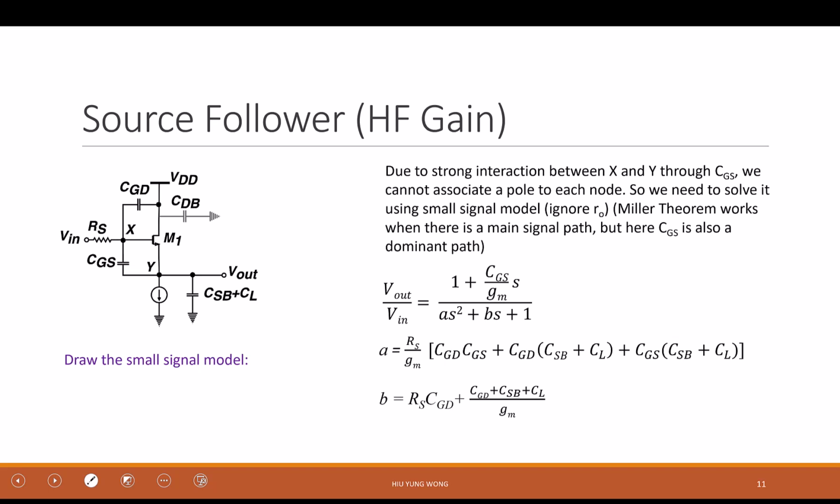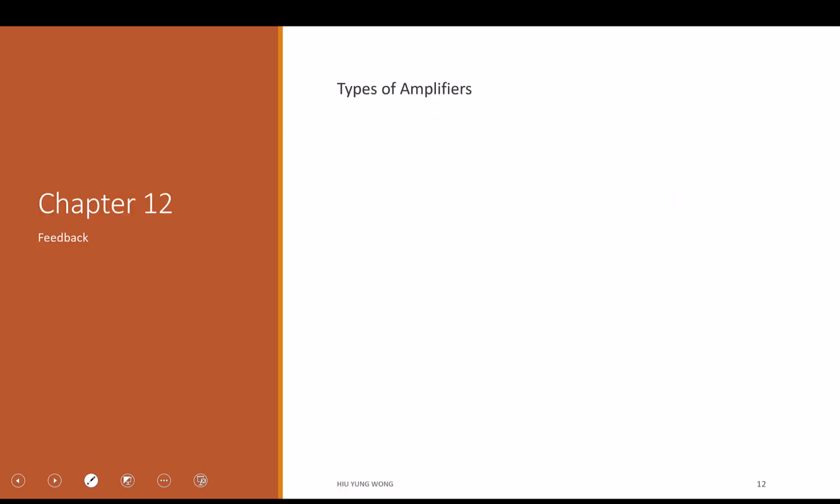Okay, so we are done with the frequency response. Now we will go to feedback. And before that, I want to remind you of some very fundamental concepts, which are very important concepts actually, that can gauge whether you really understand electrical engineering.